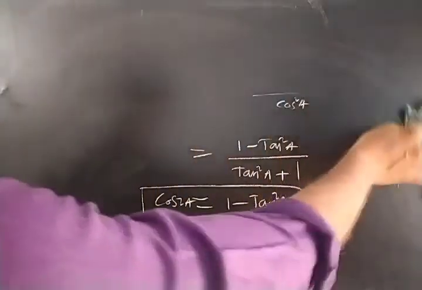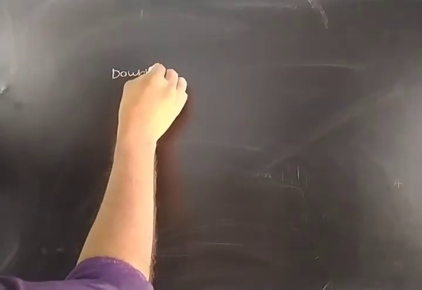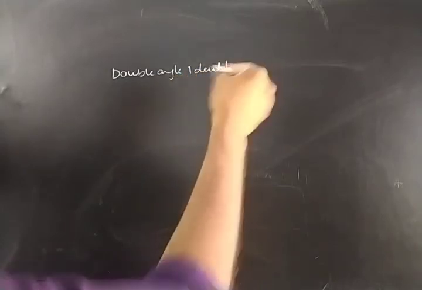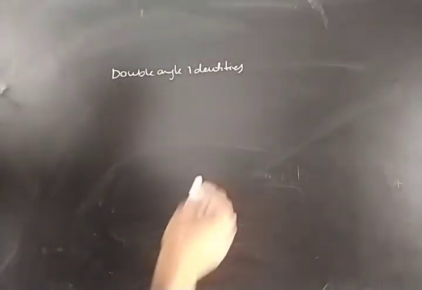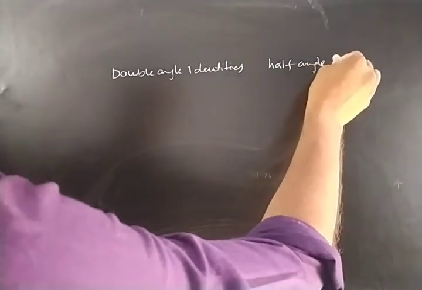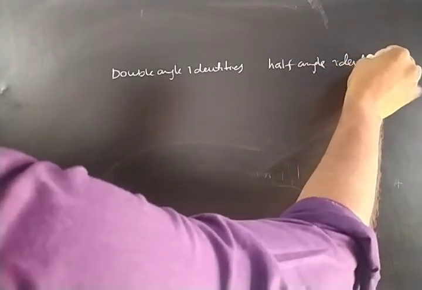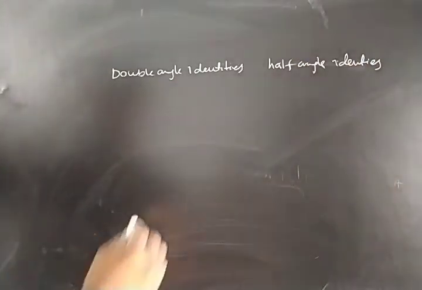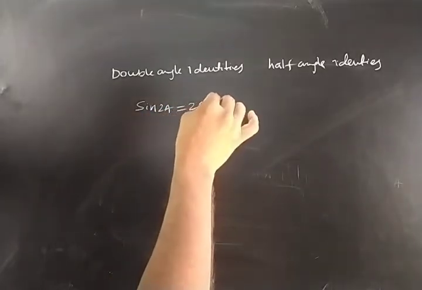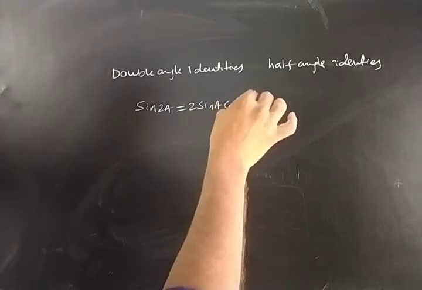Now let us discuss half angle identities. Already we discussed double angle identities. Using double angle identities we can derive the half angle identities. So what is the double angle identity? The first identity is sin 2A. The sin 2A formula is 2 sin A cos A.